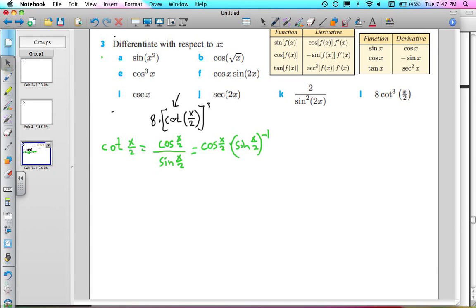Derivative of the first one: the derivative of cosine is negative sine. So it would be negative sine of x over 2. And remember, we also have to take the derivative of x over 2, which is just going to be 1/2, because remember, x over 2 is the same thing as 1/2 times x.